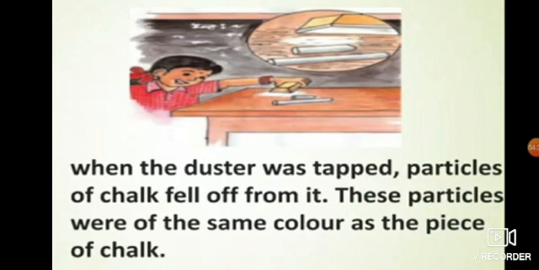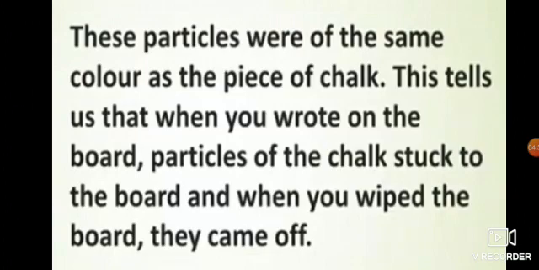If instead of white chalk you use colored chalk, what will happen? You will get colorful particles. Whichever color chalk you are using, you will get particles of that color. Is it clear to you all? These particles were of the same color as the piece of chalk. This tells us that when you wrote on the blackboard, particles of the chalk stuck to the board, and when you wiped the board, they came off. It means the particles were in the chalk.